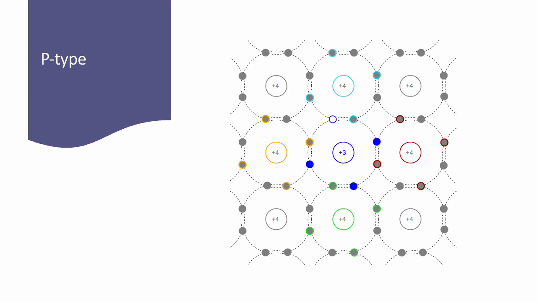Now for the p-type semiconductor. This is a kind of semiconductor that has been intentionally doped with specific impurities to increase the number of holes. So these holes are the positive charge carriers in the crystal lattice.